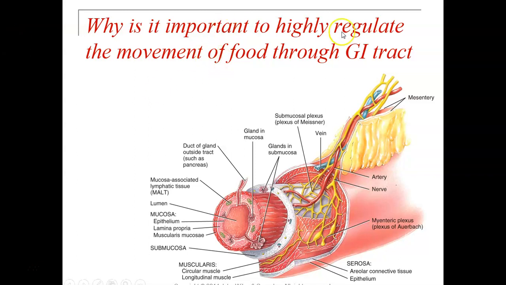So again, why is it important to highly regulate the movement of the food through the GI tract? Well, if food's in the mouth, we want to make sure that saliva is secreted. As food's traveling through the esophagus, we need to make sure that mucus is secreted. As food is in the stomach, while the stomach twists and churns and moves, we have to make sure that all the gastric juices, from hydrochloric acid to pepsinogen, for instance, are all secreted.